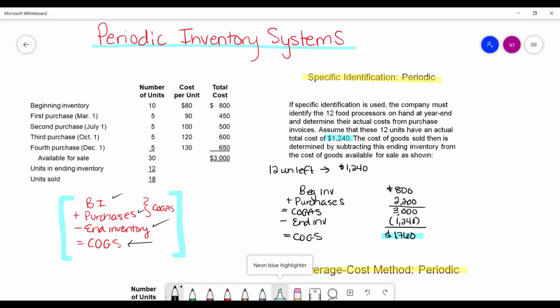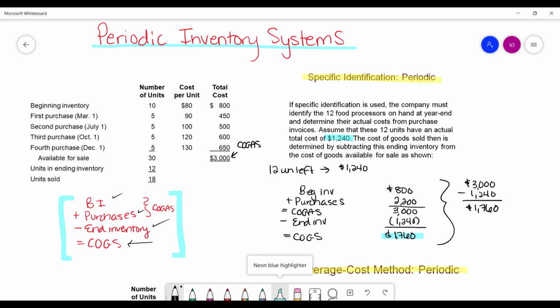Now, we could have done this a slightly shorter way. See, we already knew what our cost of goods available for sale is because of that table. They totaled that ahead of time. So we could have simply taken the cost of goods available for sale and subtracted out the ending inventory cost to get to the $1,760. But it's good practice to write it out in this way.